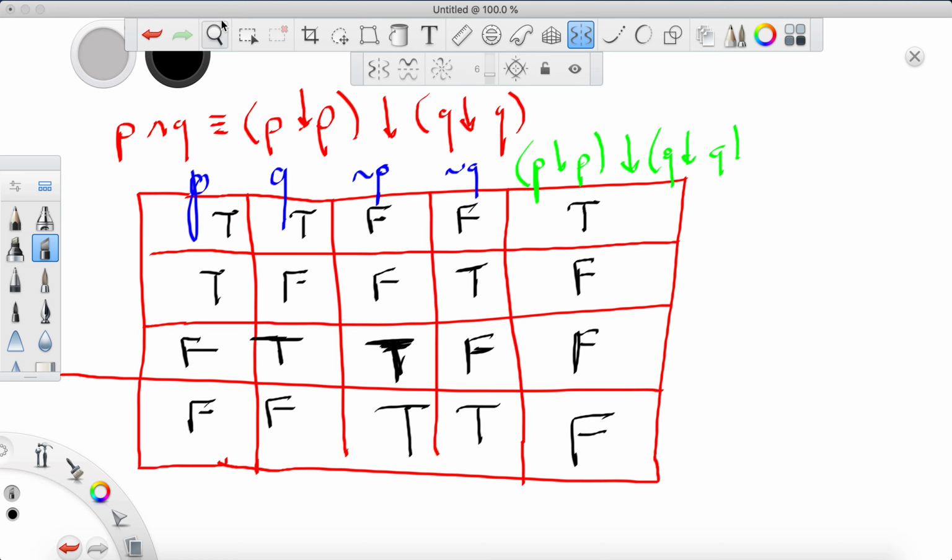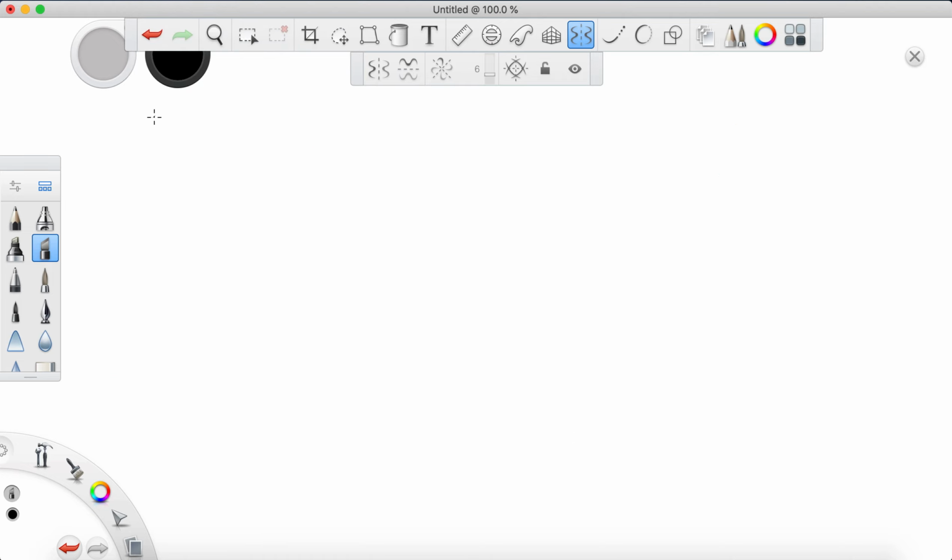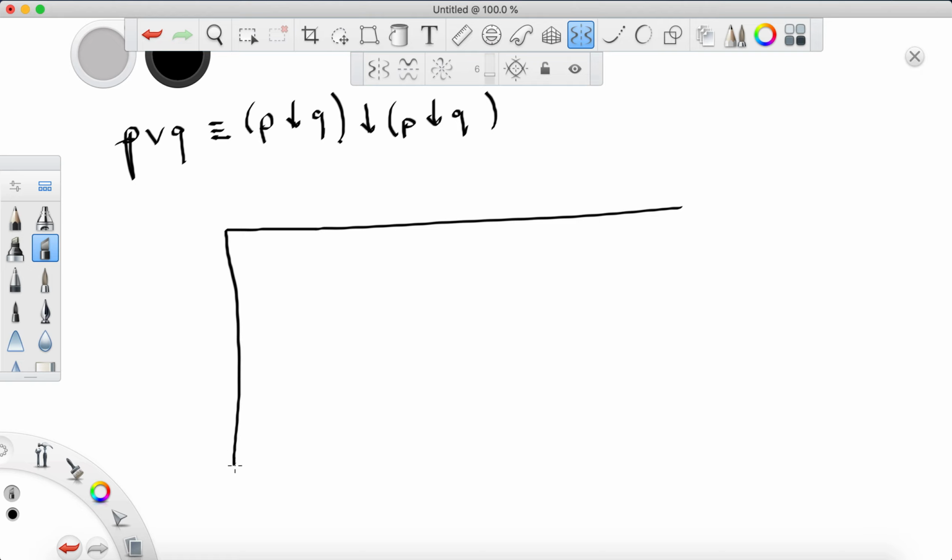Okay, so the final identity that we want to prove is that P or Q is logically equivalent to neither P nor Q, nor neither P nor Q. And then after I do this, I'm going to make a quick comment about a philosophical consequence of all of this. And I don't like that drawing.